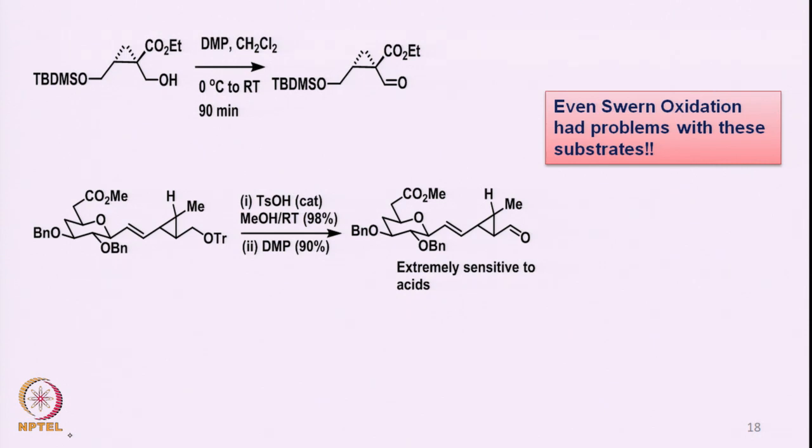Now you see the examples now here. For example, here you have a very sensitive substrate where there is a cyclopropane ring here and there is an ester group here and there is an alcohol here. When this gets oxidized, what you have now is a product where there is a cyclopropane ring, there is an ester group here and then there is an aldehyde group here. So that means the cyclopropane ring is adjacent to two electron withdrawing groups and therefore the cyclopropane ring can easily be opened by any nucleophile if the reaction condition is either acidic or basic, or particularly under acidic condition.